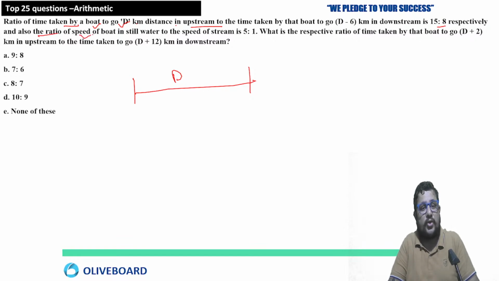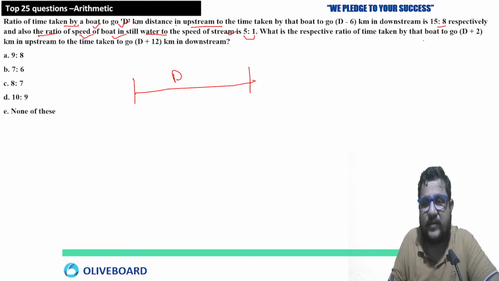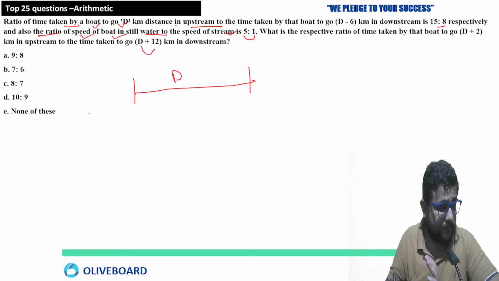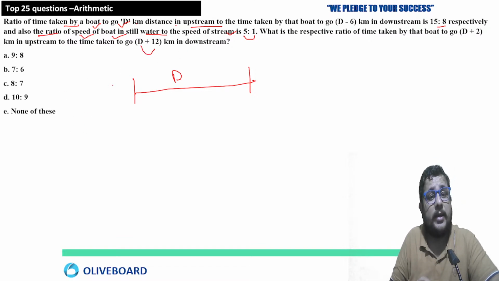And also the ratio of speed of boat in still water to the speed of stream is 5:1. What is the respective ratio of time taken by boat to go d plus 2 kilometer in upstream to the time taken to go d plus 12 kilometer in downstream? So see here one thing, d kilometer distance. Okay, so time ratio is given, d kilometer distance in upstream.